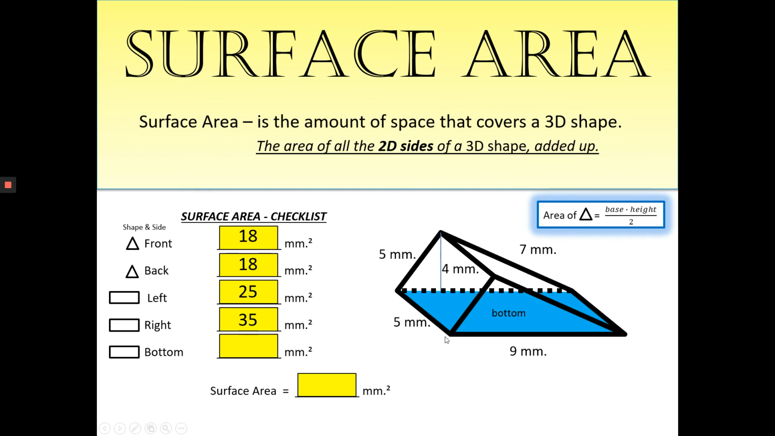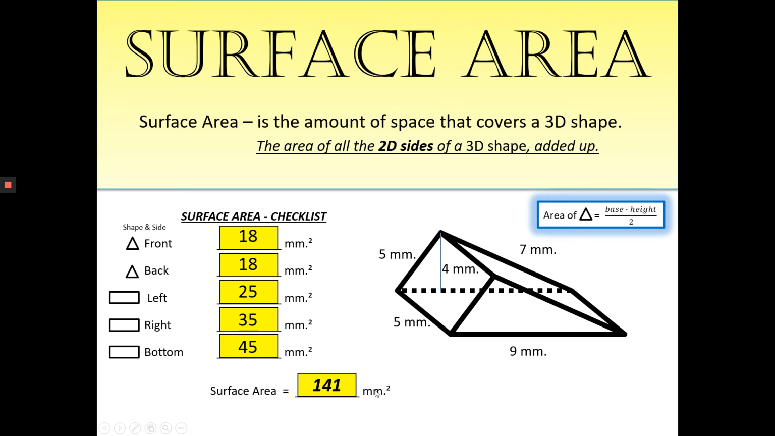And then the bottom down here is going to be 9 times 5, which is 45. And now that you have all of those sides accounted for and calculated on that checklist, all you have to do for the surface area is just add up all of those sides, and you got it. So when you add up all those sides together, you're going to get 141 millimeters squared.